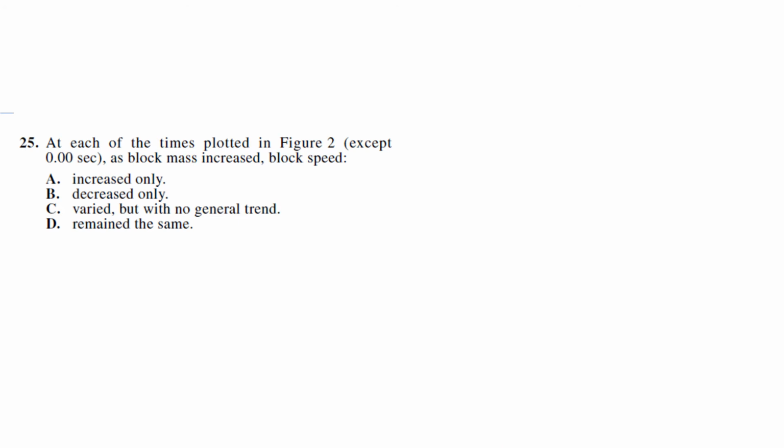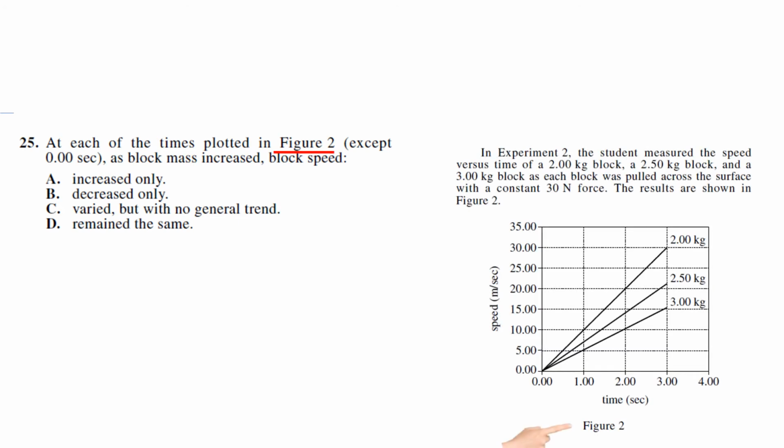At each of the times plotted in figure 2, so we're using figure 2 again, except 0 seconds, as block mass increased, what happens to block speed? The block mass goes from 2.5 to 3, and as we do that, the speed gets slower, right? So it's decreased only. The speed gets slower as the blocks get heavier.